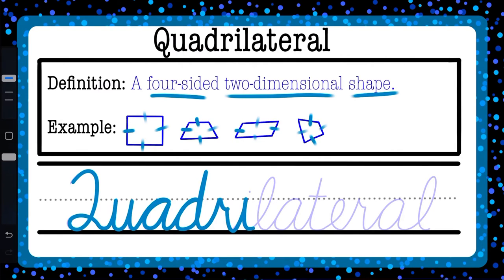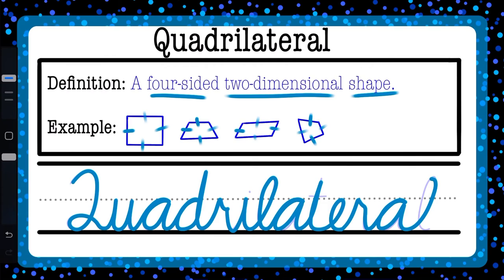our I, again halfway. Notice I'm not touching or giving it its little dot just yet. I'll come back for that. Our L was about 3/4, halfway for our A, 3/4 for our T, and again we'll come back to cross it, halfway for our E, connect for our R, halfway for our A, and 3/4 for our L.